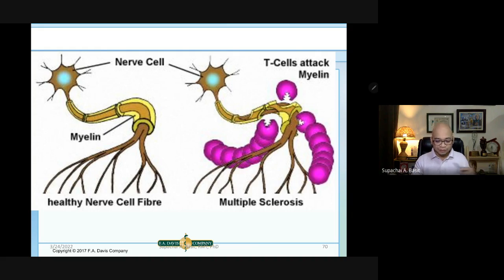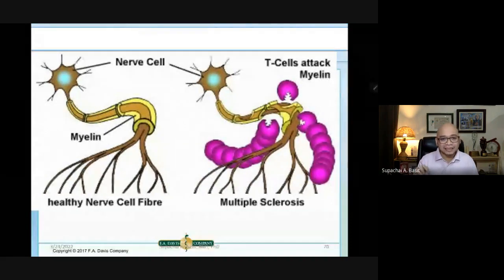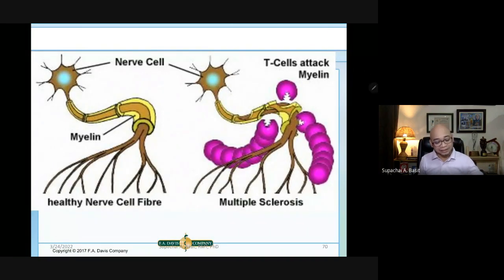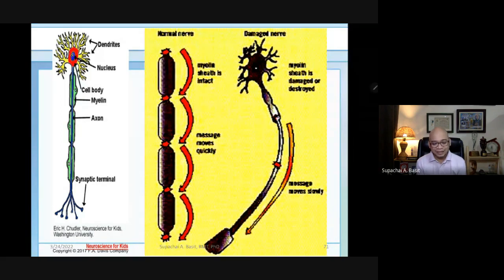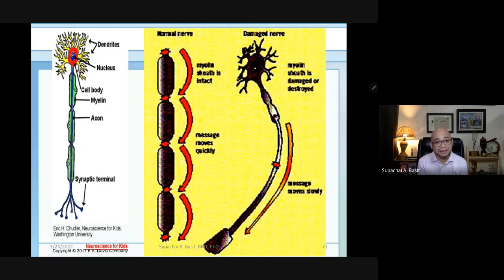Okay. So here's an illustration depicting the destruction of the myelin sheath by T cells. And since the myelin sheath is destroyed, impulses will be impaired.